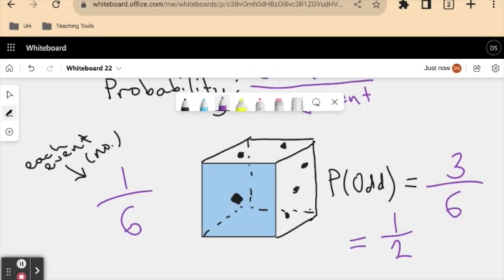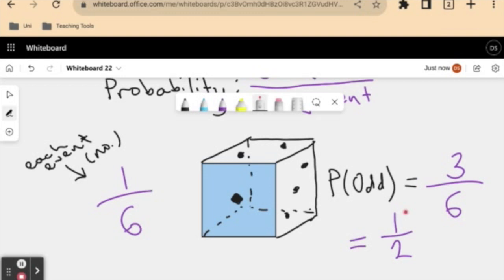So the probability of rolling an even number is 2, 4, and 6. That still makes up 3 out of a possible 6 events, which also gives a probability of a half or 50% when we express it in percentages or something else.